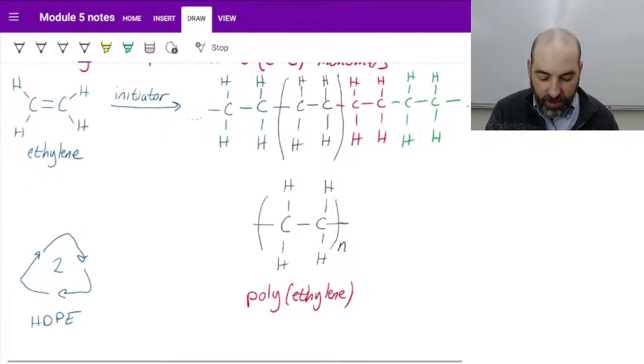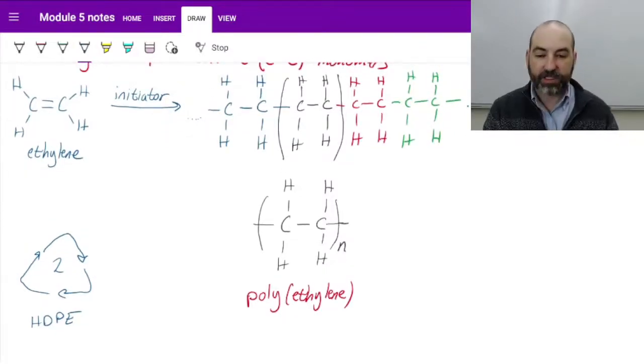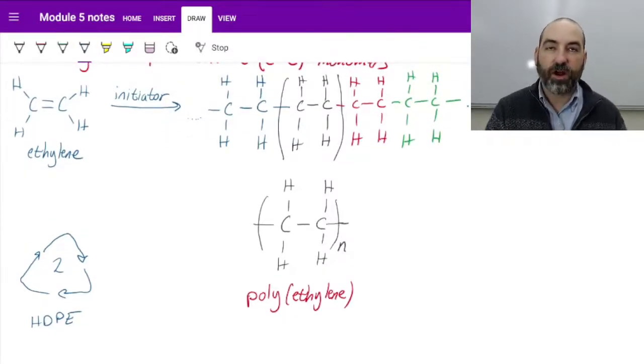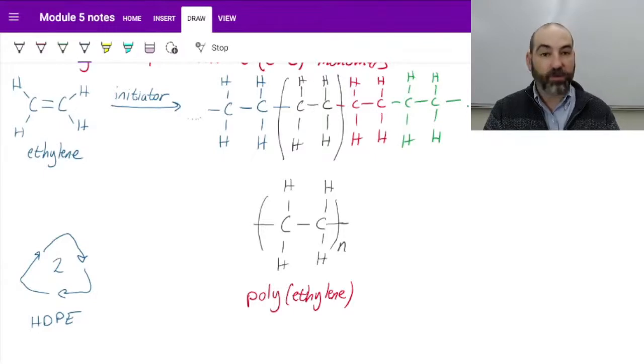All right, so this is polyethylene, and let's talk about a couple other ways of drawing this. So again, if you haven't had a chance to really master the drawing structures stuff, the line structures, the condensed structures, please do so, because we're going to keep using that every time we talk about different kinds of molecules.